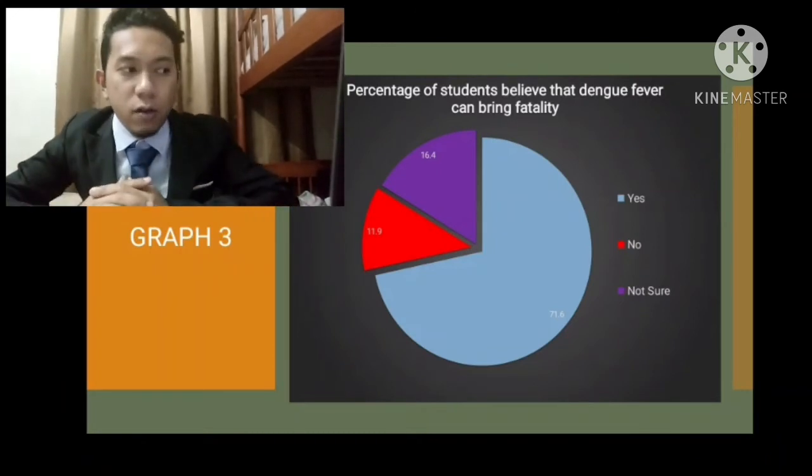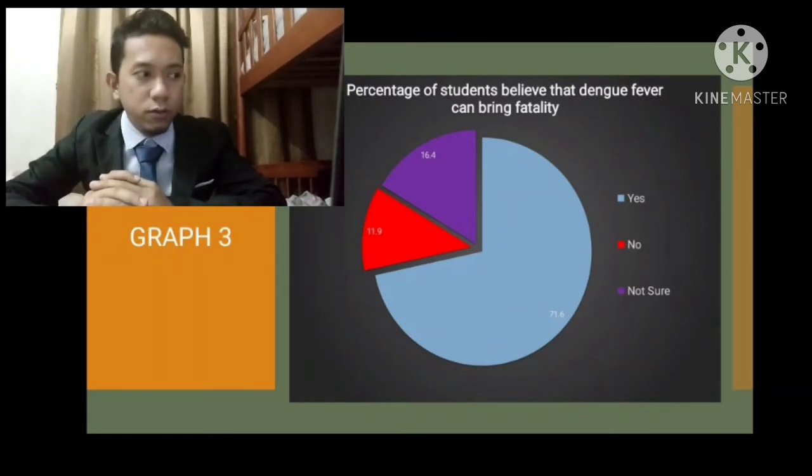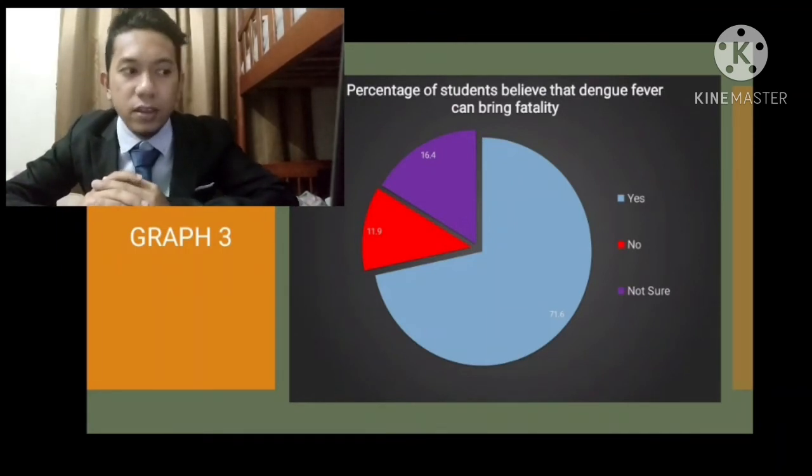Conclusion. It can be concluded that most of the 16 Psis students choose yes, that students believe that dengue fever can bring fatality, and no is the lowest compared to others in this survey.